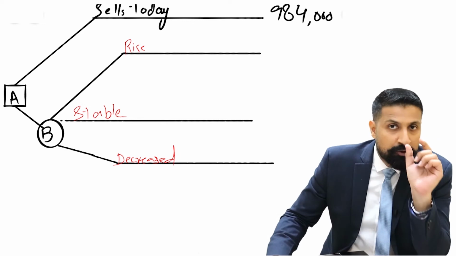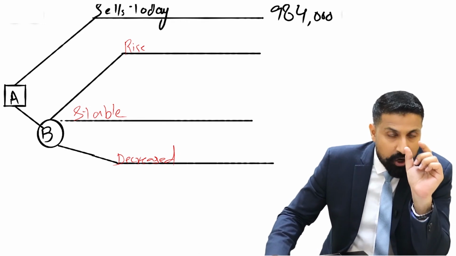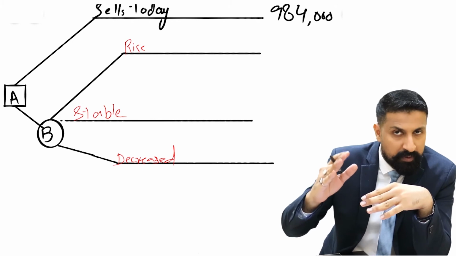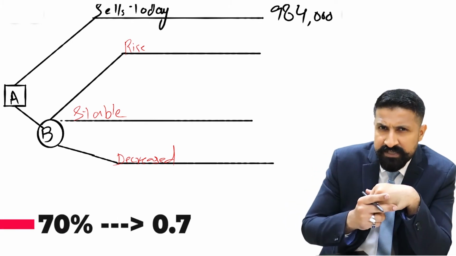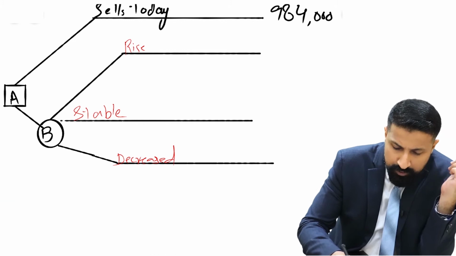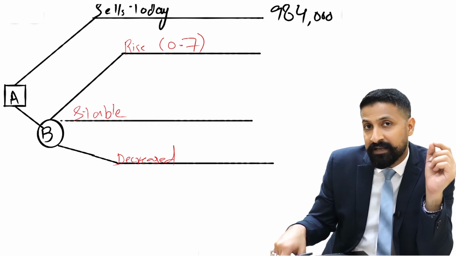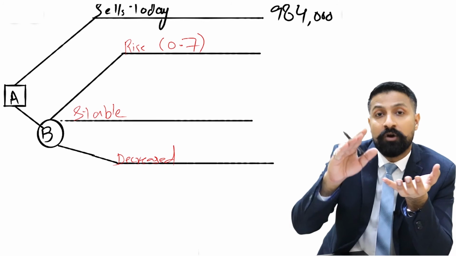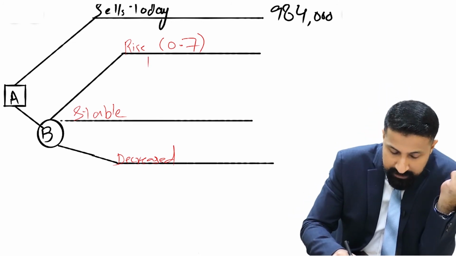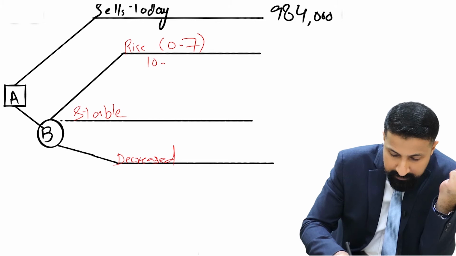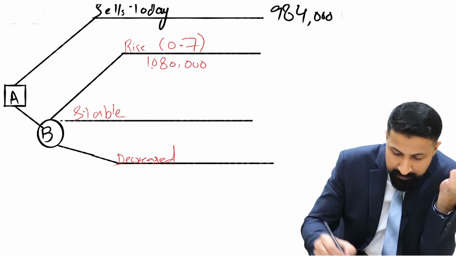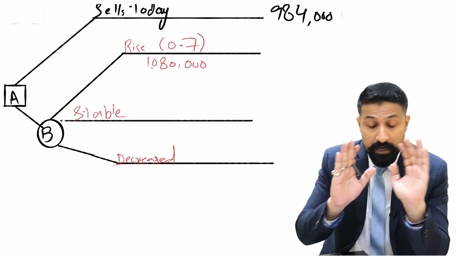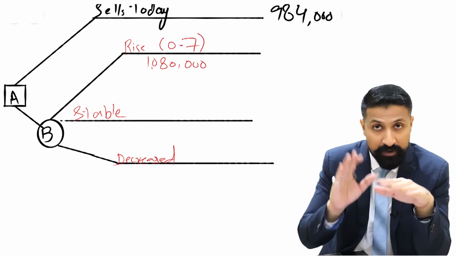What is the probability? You remember I discussed the probability of a rise in price. The probability was 70%. 70% means 0.7 probability. And what is the final net amount that he will receive in his hand after taking off all the cost? That was 1,080,000. Don't do anything except what I'm doing.